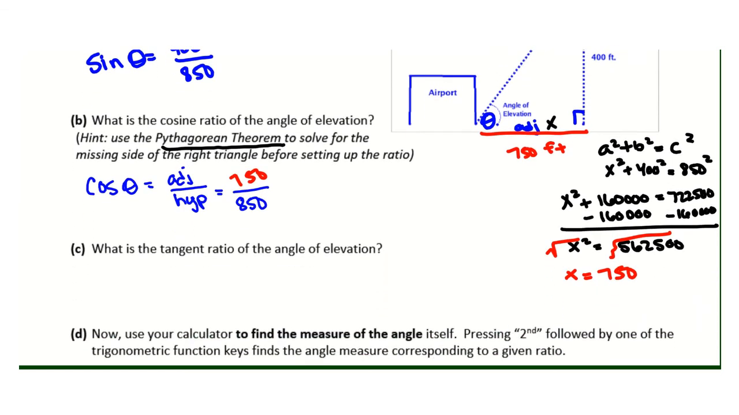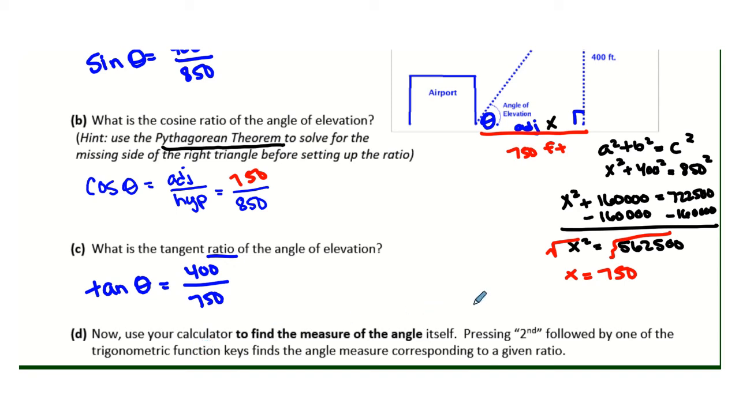Part C. What is the tangent ratio of the angle of elevation? Well, so tangent of angle theta is going to be opposite over adjacent. So my opposite is 400 and my adjacent is 750. So again, they asked for the ratio. Here is the ratio. If you wanted to reduce this, you could.